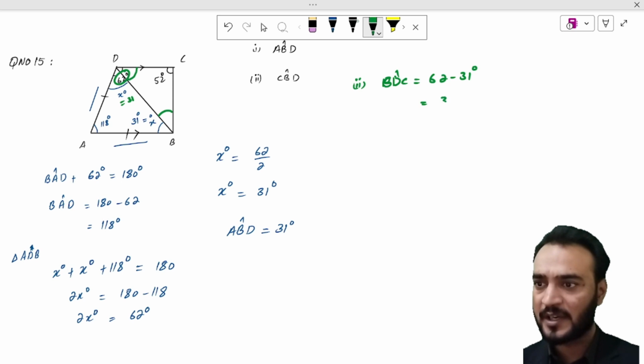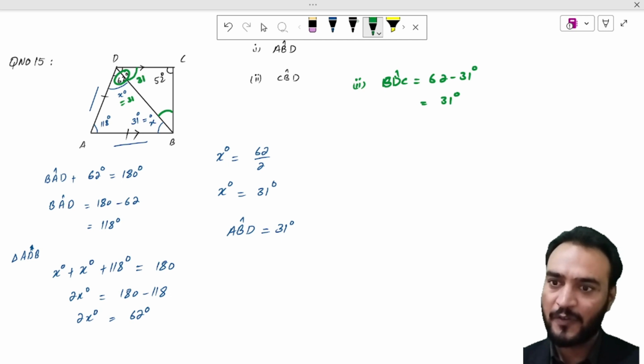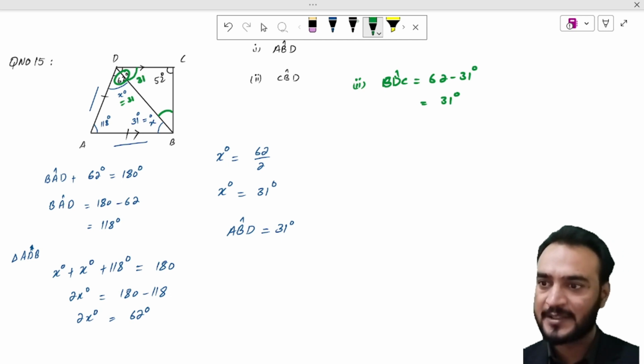Subtracting 31, we get the angle, which is also equal to 31 degrees. So this angle is equal to 31 degrees. Now we will consider the triangle BDC.